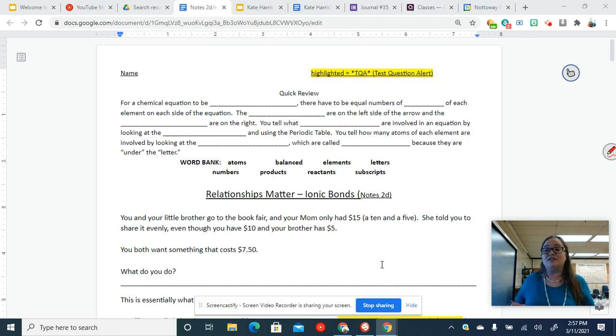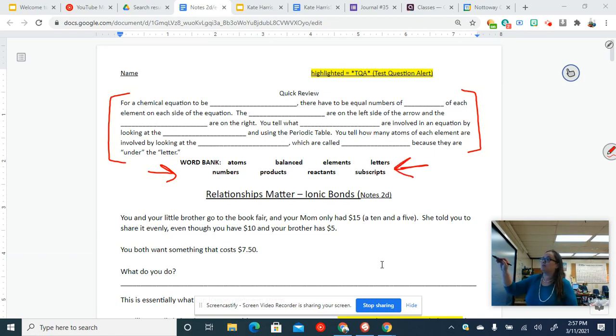The first thing that you need to do, just like the start of all of my notes ever, is the quick review. So I want you to pause. You're going to use the word bank down here at the bottom to fill in the blanks on the quick review, and then unpause when you're ready to check it. All right, you've got them all filled in. You're ready to go? Now I'm going to give you the answers.